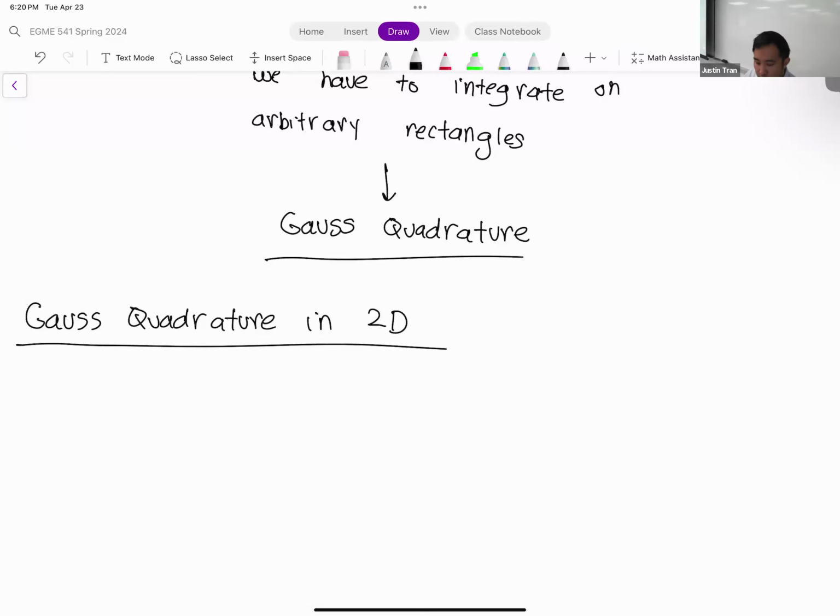But before we jump into the details for that, are there any questions on this? Okay, good. Let's look and see what Gauss quadrature looks like in 2D.